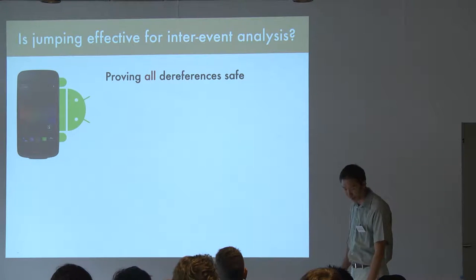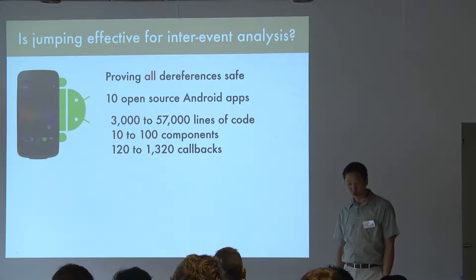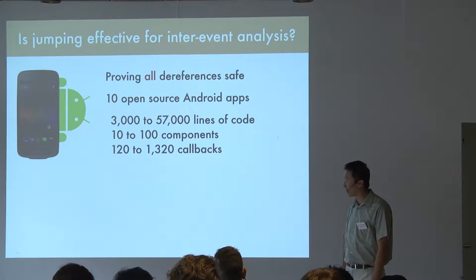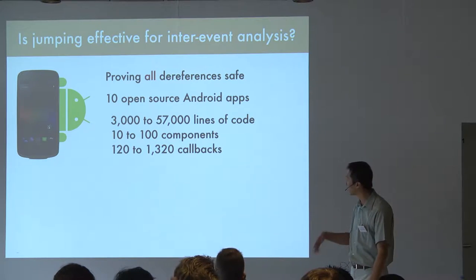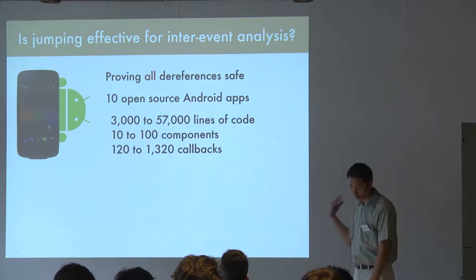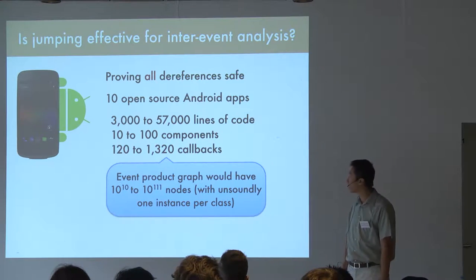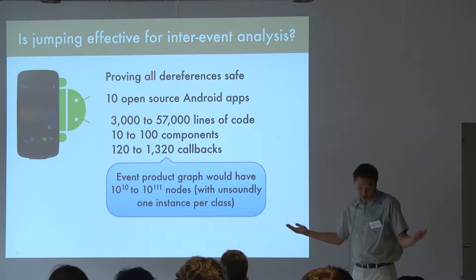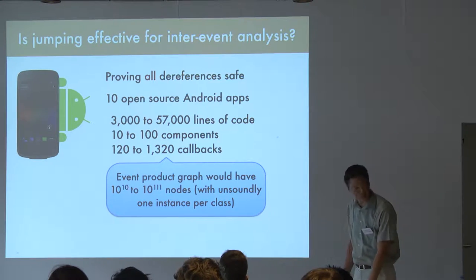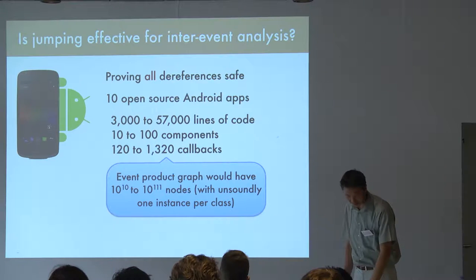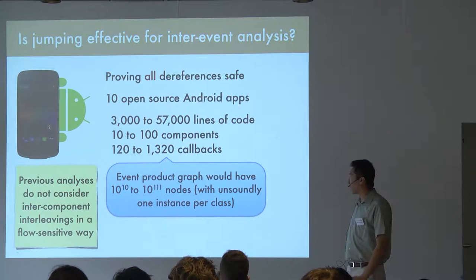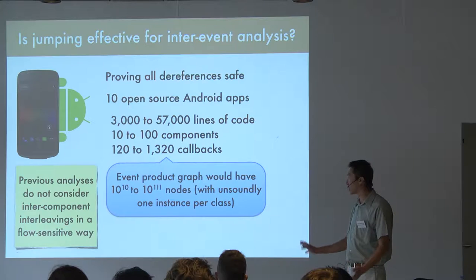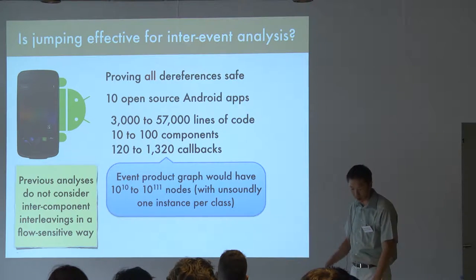That is one benefit. We consider 10 open source apps, ranging from 3,000 to 57,000 lines with 10 to 100 components, and as I said, up to 1,300 callbacks. And the event product graph, I've said before, gets big, right? I don't have to belabor that point for this audience. Previous analyses do not consider intercomponent interleavings because of this huge explosion.